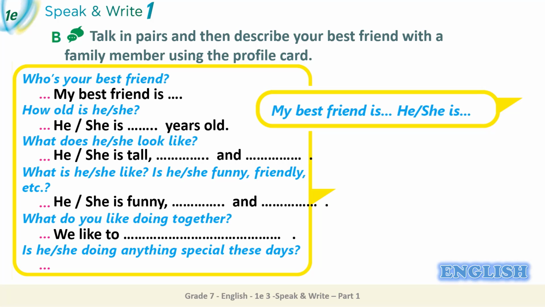Now, how about the last question? Is he or she doing anything special these days? The correct answer should be, we are doing, we are playing, we are making these days. Well done, everyone.